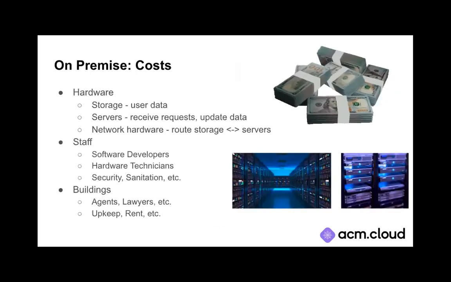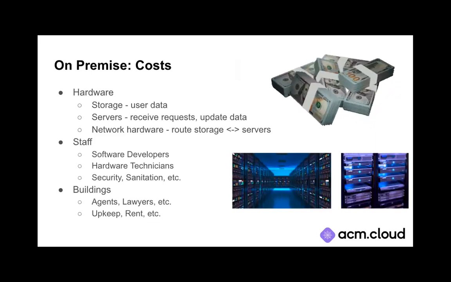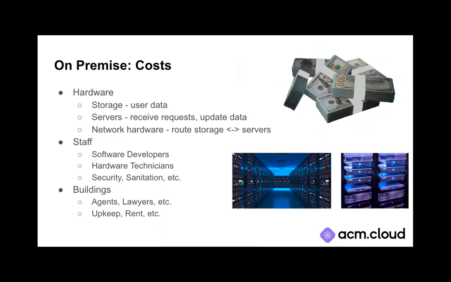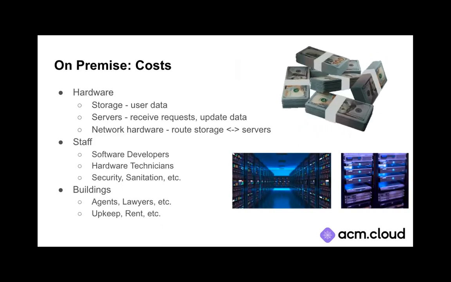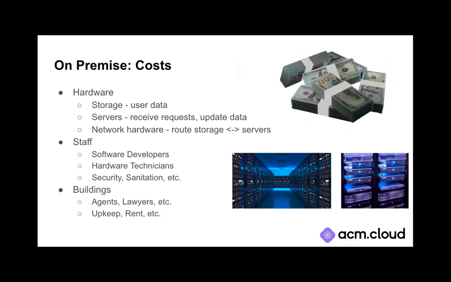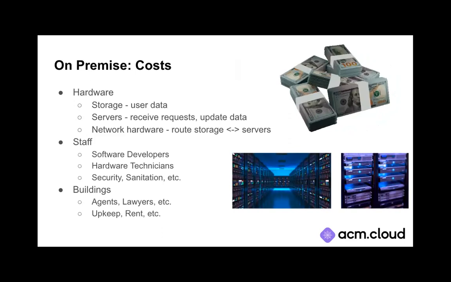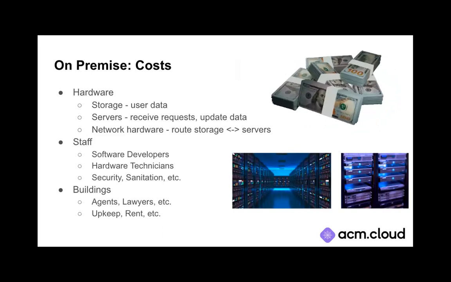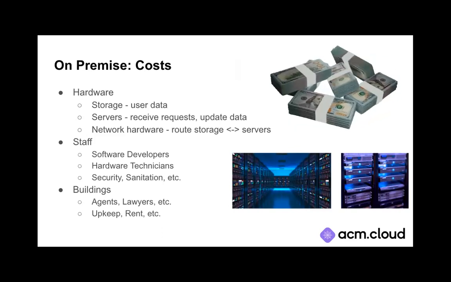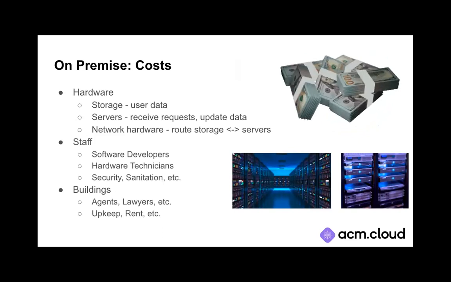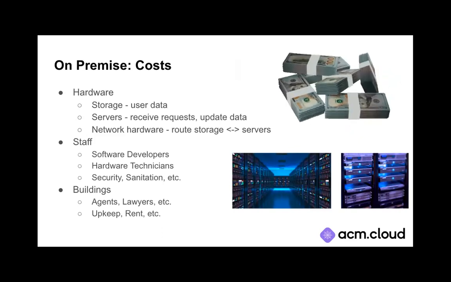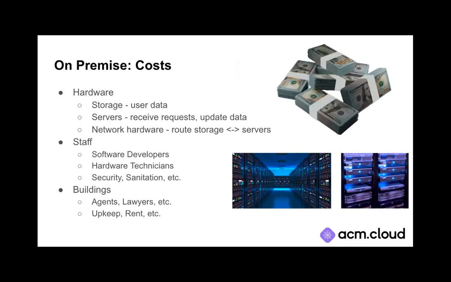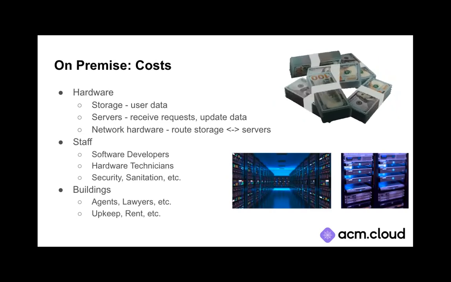So that leads us to the major costs, monetary wise, that we need to consider. More specifically for hardware, you're going to need some way to store your user data. For example, with an AI chatbot, you probably want lots and lots of data so that you can train it properly. So that's a lot of physical storage devices sitting somewhere in some warehouse that you're going to have to pay for. You're going to need servers to handle requests and update the data if something's incorrect, as well as network hardware to communicate between those servers and the storage.